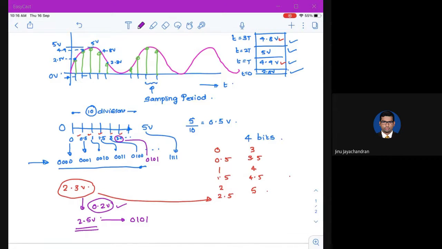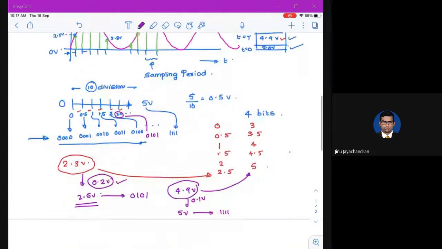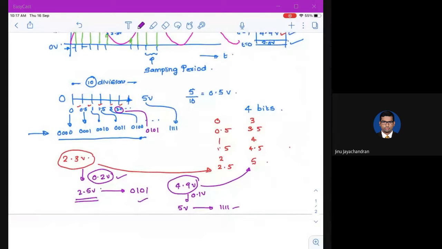Similarly, if it is 4.9 volt, the nearest value is 5. So the 4.9 will be converted to 5, and there's an error of 0.1 volt. The 5 volt will be 1111. So now you have converted your continuous analog signal to a digital signal. Okay, so this is the conversion procedure.